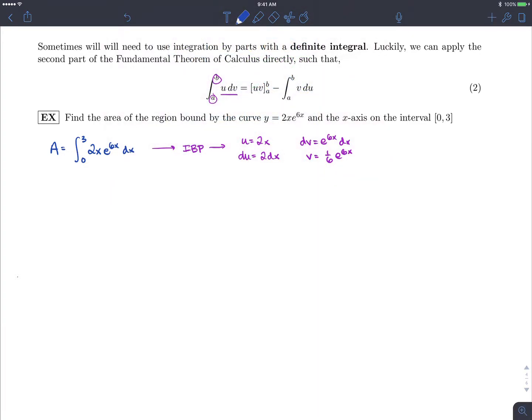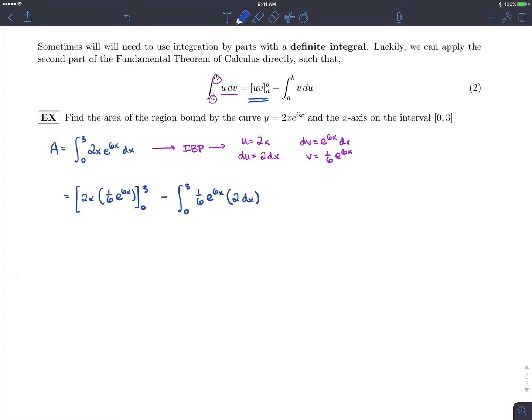So if we used this formula above here, incorporating the bounds right away, this is what it would end up looking like. So our area would be u times v, which would be 2x times 1/6 e to the 6x, evaluated from 0 to 3. So that's this part right here, the u times v from a to b. And then we subtract the integral from 0 to 3 of v du, which would be 1/6 e to the 6x times 2 dx.